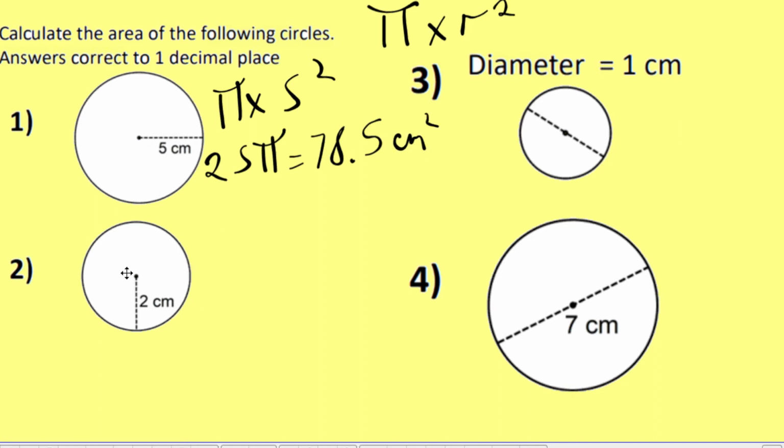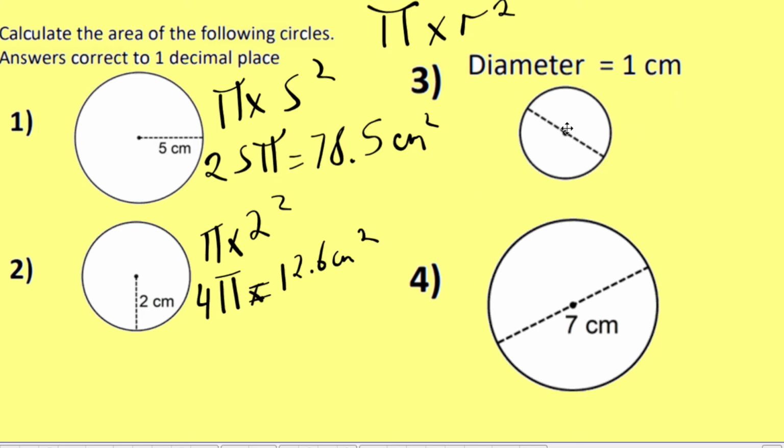Okay, for your next one, you've got 2, so again, it's pi multiplied by 2 squared, which is going to give us 4 pi. So in your calculator, shift pi times 2 squared equals 4 pi, which is 12.56. Oh, sorry, it's been equals. Which I'm going to round to 12.6 centimeters squared.